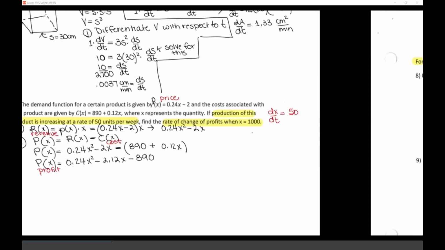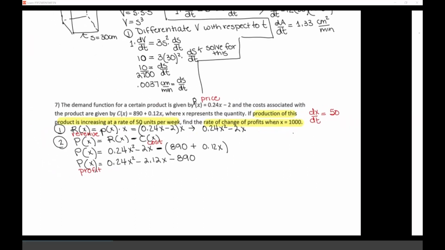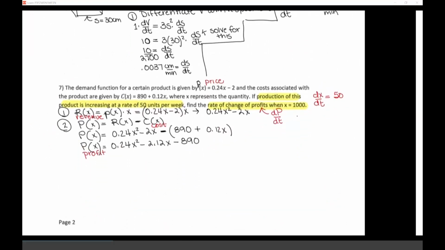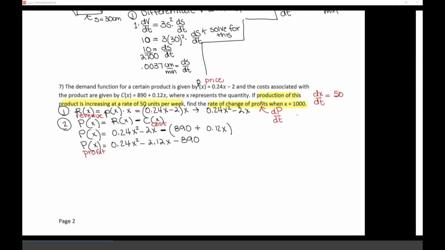You've got to be able to read the problem and realize what rate are they giving me. They want to find rate of change of profits. That's dP/dt. So they're giving you the fact that dx/dt is equal to 50. They want dP/dt. And that's good news because look at your profit equation. The only variable in it is x. And you're going to implicitly differentiate with respect to time. So you're going to need a dx/dt, aren't you?